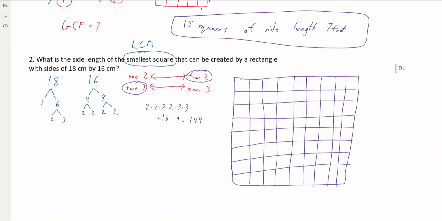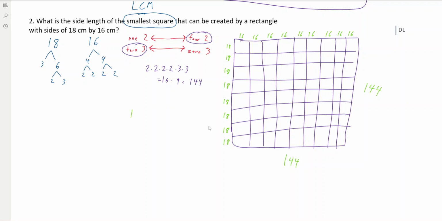Maybe I'll use a different color. Each of these is like 18 plus 18 plus 18 plus 18, right? All the way down. And each of the ones on the top are all 16 plus 16 plus 16 plus 16 all the way across. And that means overall, it's 144 width and 144 length, which is what we're asking for. And if you were to ask how many rectangles does it take to make this, which it doesn't ask in this case, so in this case the answer is just 144 centimeters is the side length.